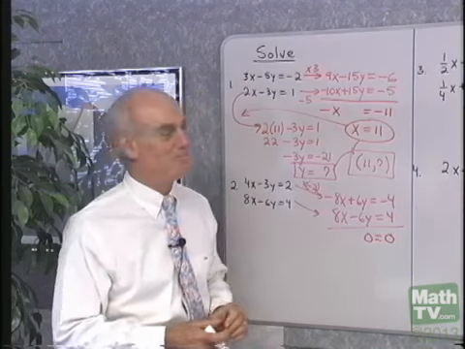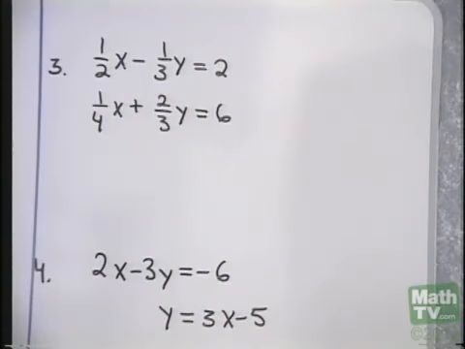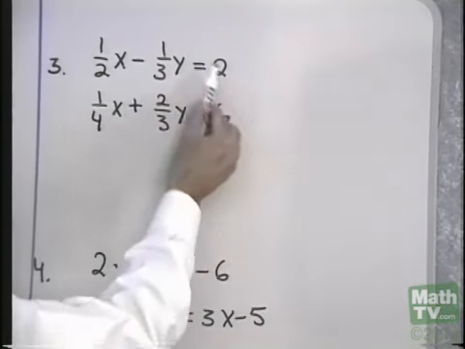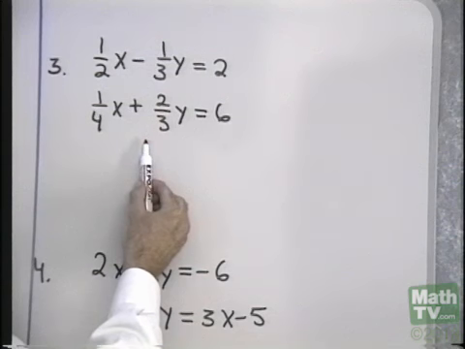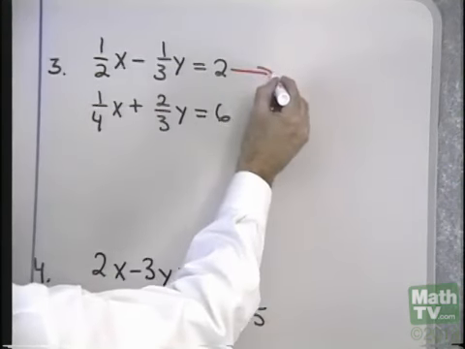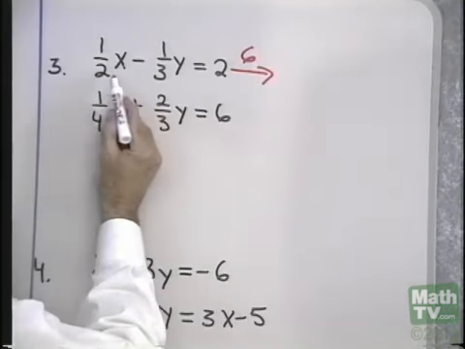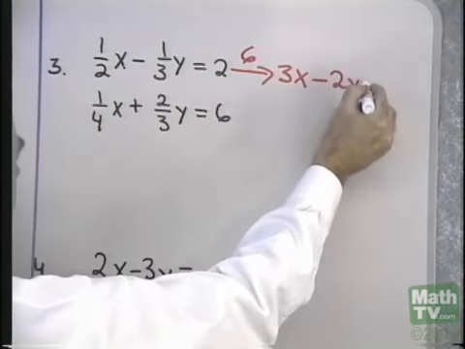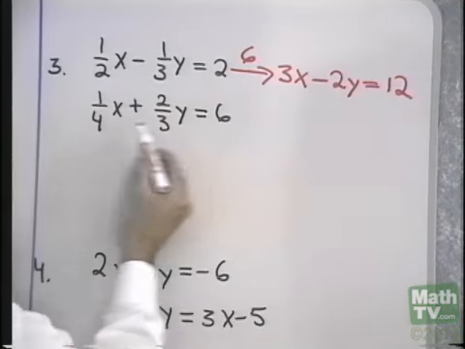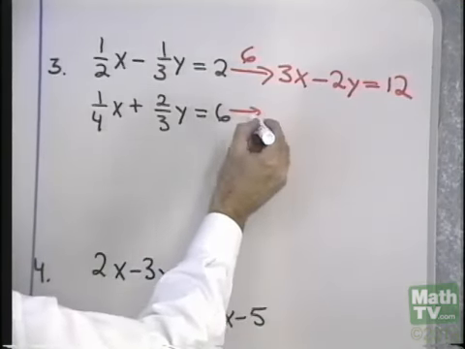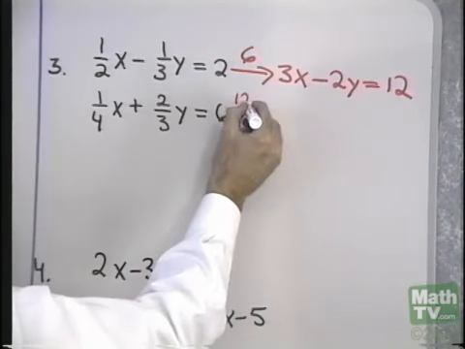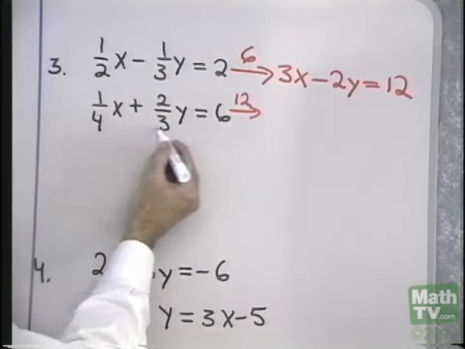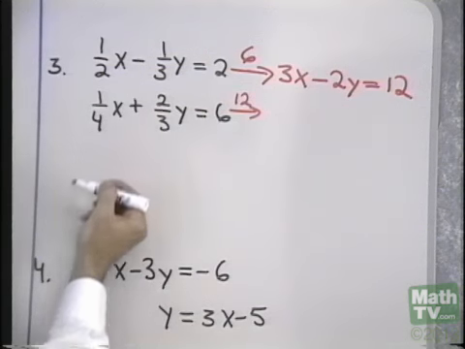Here's our next example. 1/2 x minus 1/3 y equals 2. 1/4 x plus 2/3 y equals 6. Now, I think it would be easiest if we eliminated these fractions in the beginning, so I'm going to do that. This equation I'm going to multiply through by 6, so I end up with 3x minus 2y is equal to 12. This equation I'll multiply through by, what do I need here, 12, the least common denominator, so that I can eliminate all the fractions.